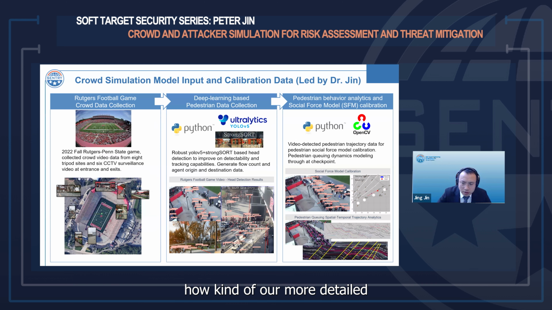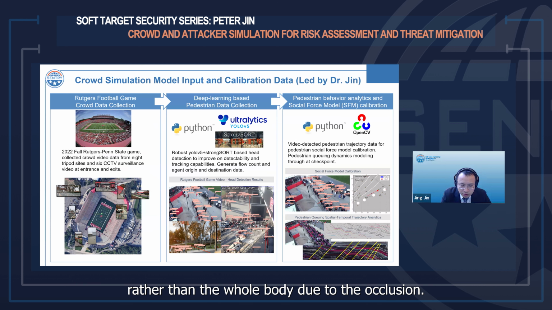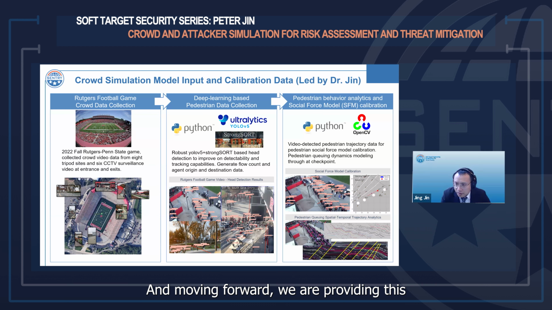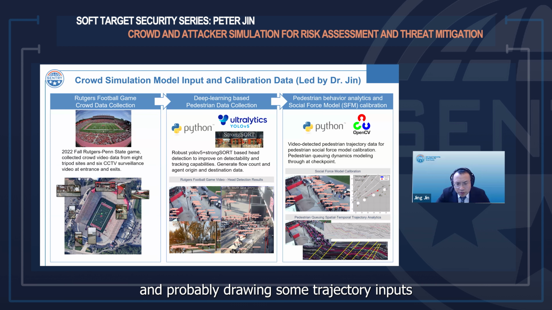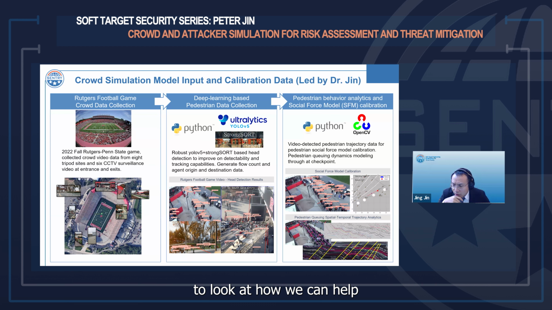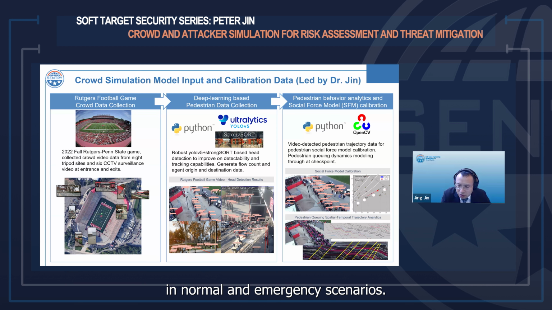This is how our more detailed crowd simulation calibration was carried out. This was collected through a Rutgers-Penn State game, and we applied the latest Ultralytics YOLOv5 and v8 technology to detect humans in a crowded space. You can see the focus is on detecting human heads rather than the whole body due to occlusion, and the heads provide much more consistent detection. Moving forward, we are exploring trajectory data from RD4 to look at how we can further calibrate the social force model to reflect queuing dynamics in normal and emergency scenarios.